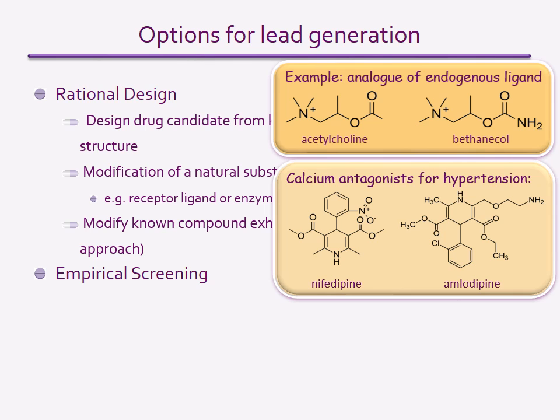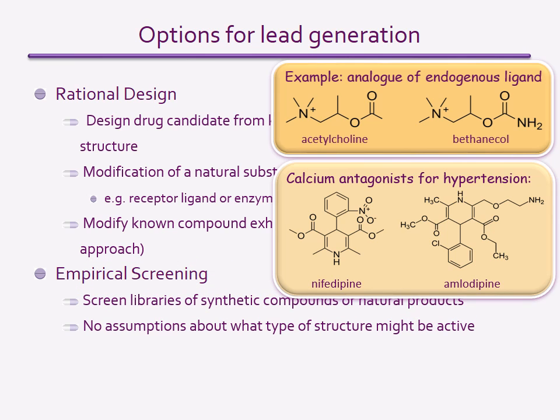In silico studies of the target structure may be able to suggest structural components likely to interact with the target. Molecules for screening would be designed around the suggested structures. If there is no information available about the structure of the target and no ligand structures to direct the design of molecules for screening, the only option is empirical screening. This involves screening any libraries of synthetic or natural compounds that can be obtained. This approach makes no assumptions about what type of structure might be active.